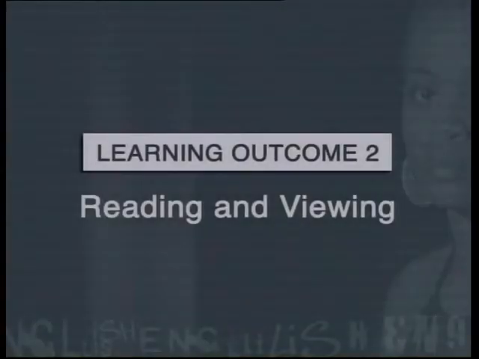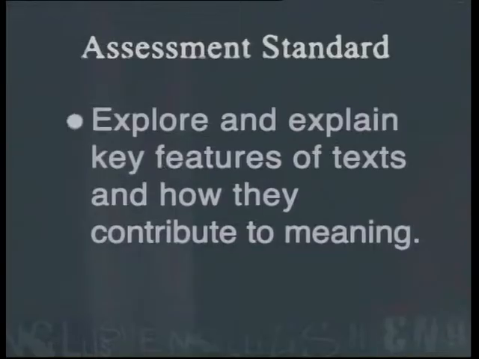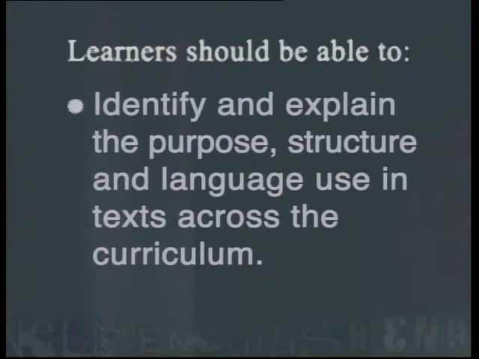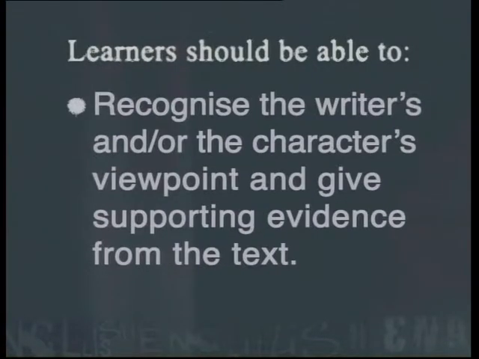The following lesson is linked to Learning Outcome 2, Reading and Viewing, and addresses the assessment standard that requires learners to explore and explain key features of texts and how they contribute to meaning. Learners should be able to identify and explain the purpose, structure, and language use in texts across the curriculum, recognize the writer's and/or the character's viewpoint, and give supporting evidence from the text.